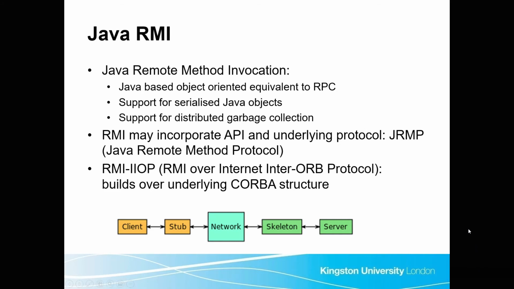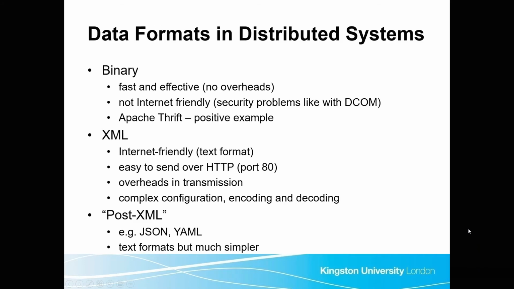Let me now compare various data formats used in distributed systems. So we started with binary, which was fast and effective with no particular overheads, but it wasn't very internet friendly. I will just remind you of the security problems with DCOM, which never proved to be really popular. A positive counterexample is Apache Thrift, based on a binary protocol, but an internet-friendly binary protocol.